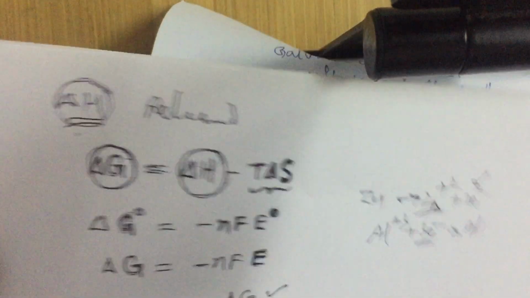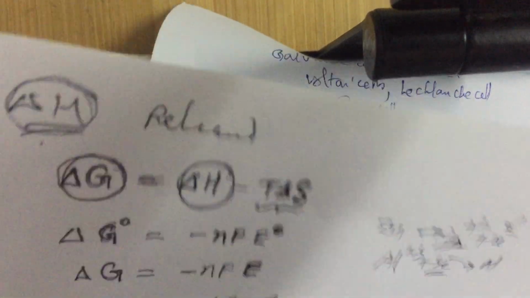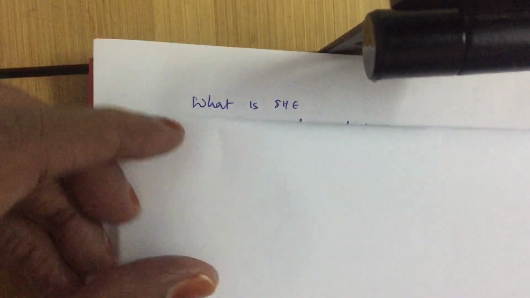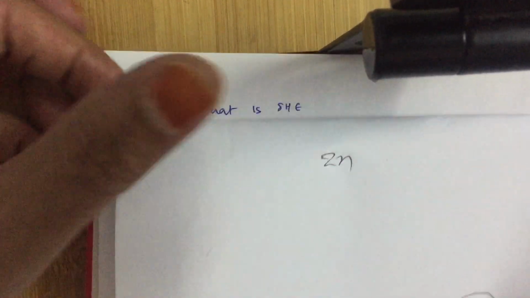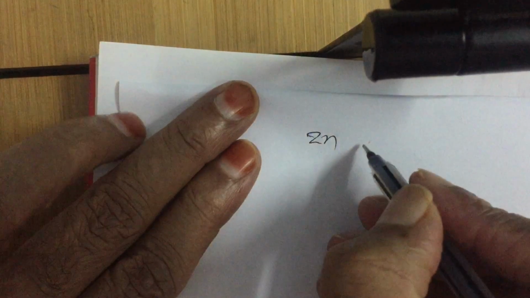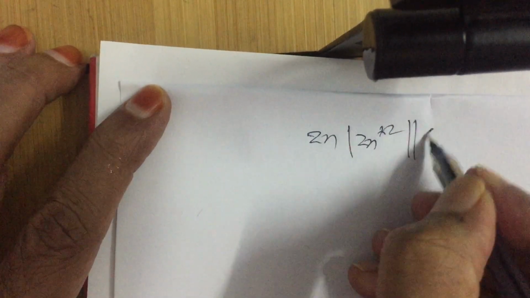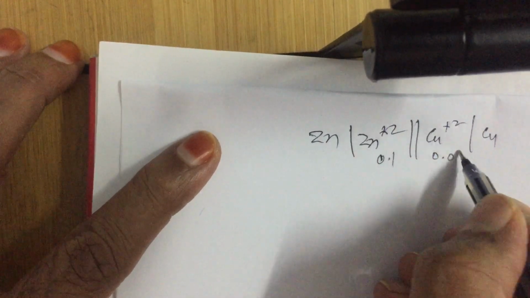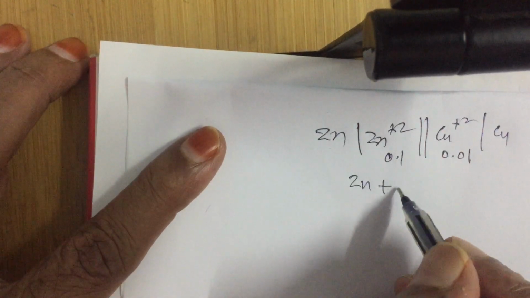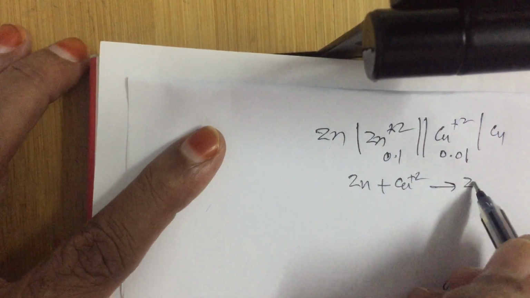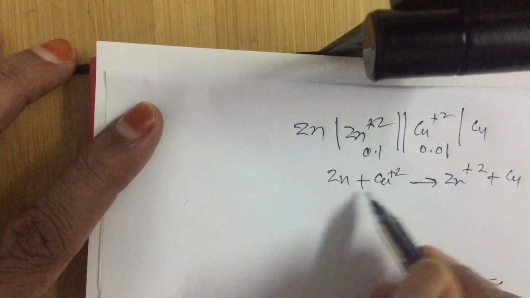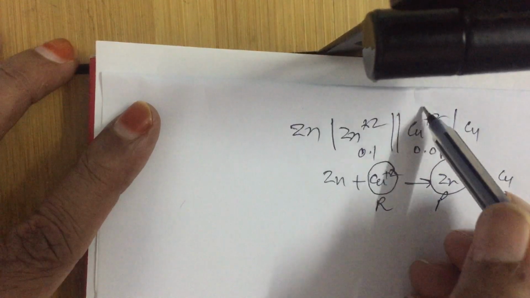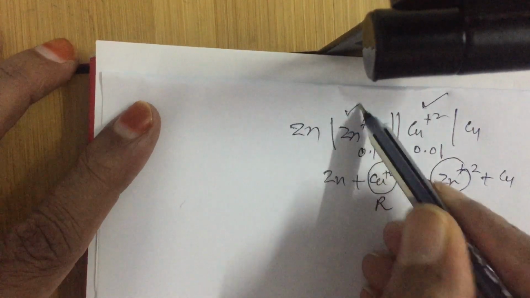In this equation, you should clearly understand that, let's take an example. For example, you are taking this cell, zinc in Zn2+, salt bridge, Cu2+ and copper. And if you take 0.1 molar and 0.01 molar, zinc in the course of reaction is combining with Cu2+ to give you Zn2+ and copper. So it means these are the reactant ions, these are the product ions. Always the reactant ions are in the right hand electrode, and product ions are in the left hand electrode.